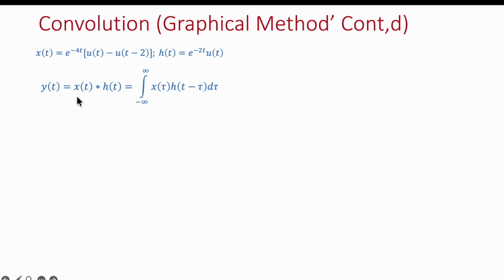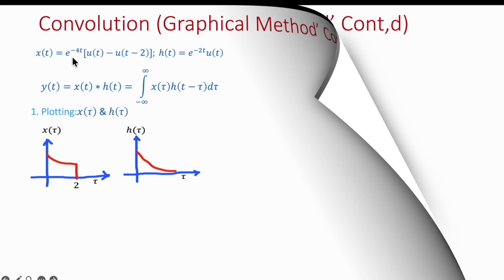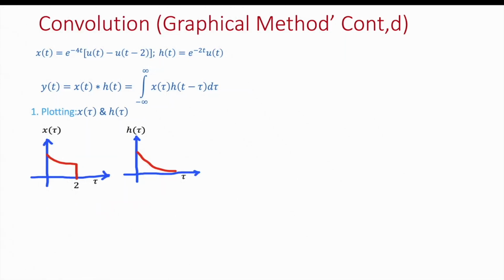So we need to calculate the convolution of these two signals using the graphical method. The first step, again, we need to plot x of tau and h of tau, and if you use these two equations you can plot x of tau. This means the decay function multiplied with the unit step and the shifted version of the unit step, and then you will end up with this graph. Similarly, you can plot h of tau using this function and the graph will look like this.